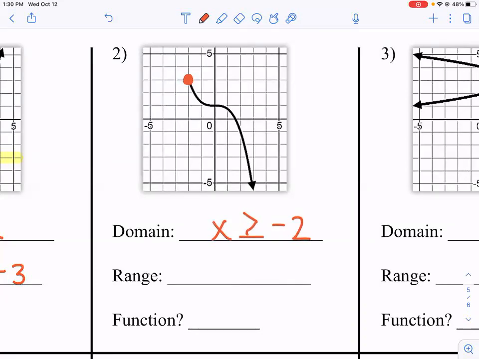Okay, how about our range? Do we have things down here? Yes, okay. But then when we go to the top, they stop. Where do they stop at? 3. And are they bigger or smaller than 3? Smaller. So we're going to say that y is less than or equal to 3.